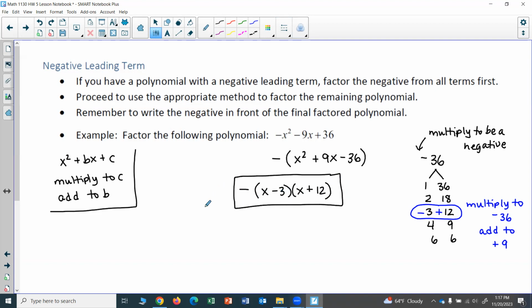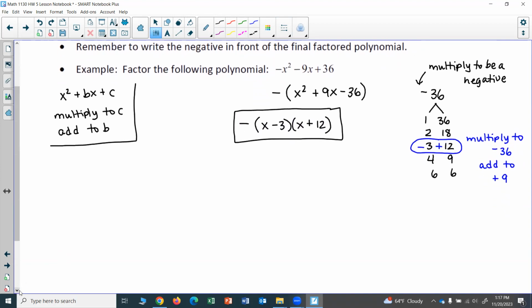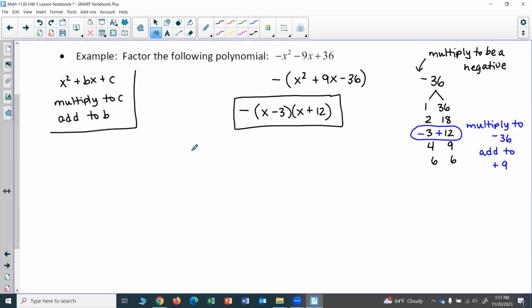So I've got my final answer. If I want to check, I would have to multiply it out. So to check, I'll start by just multiplying out the x minus 3 times x plus 12. I'll leave the negative out front. So I'm going to FOIL. X times x is the first two terms, so x squared. That gives me the f of FOIL, the first two terms.